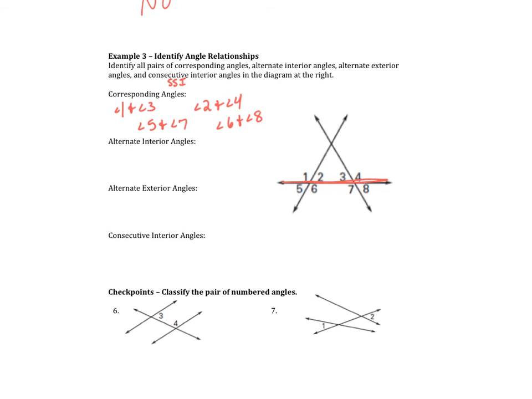Now, alternate interior angles are angles on the inside of these two green lines and on the opposite sides of the transversal. So alternate interior angles would be like angle 6 and angle 3. And also angle 2 and angle 7.